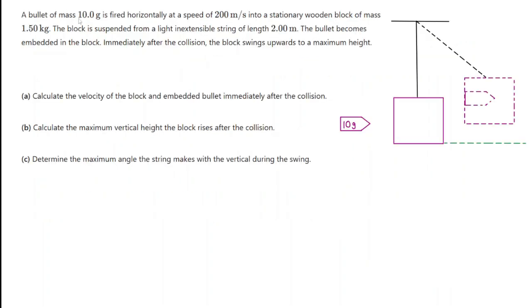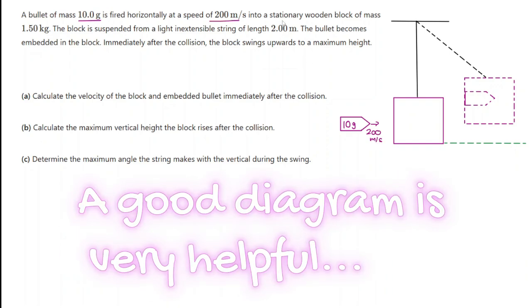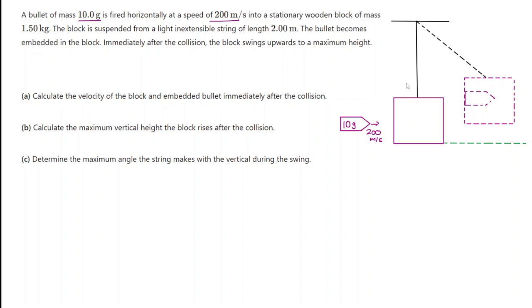A bullet of mass 10 grams is fired horizontally at a speed of 200 meters per second. So we know the initial speed here is 200 meters per second. Into a stationary wooden block of mass 1.5 kilograms. So that's 1.5 kg. The block is suspended from a light inextensible string of length 2 meters. So this one here is 2 meters. Here's also 2 meters. It's inextensible. The bullet becomes embedded in the block, like this.